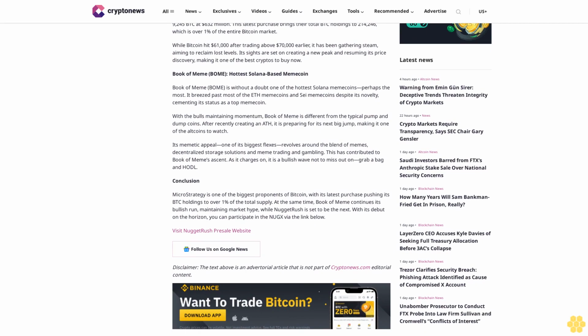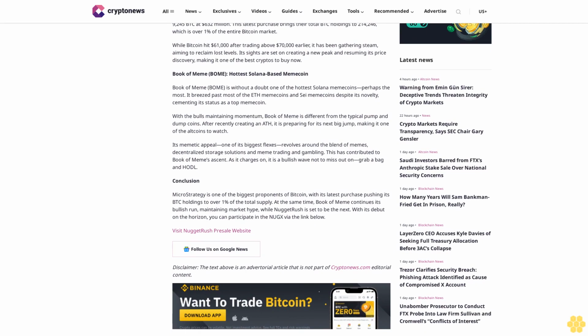Book of Meme, BOME, hottest Solana-based memecoin. Book of Meme is without a doubt one of the hottest Solana memecoins, perhaps the most. It breezed past most of the ETH memecoins and SEI memecoins despite its novelty, cementing its status as a top memecoin. With the bulls maintaining momentum, Book of Meme is different from the typical pump and dump coins.